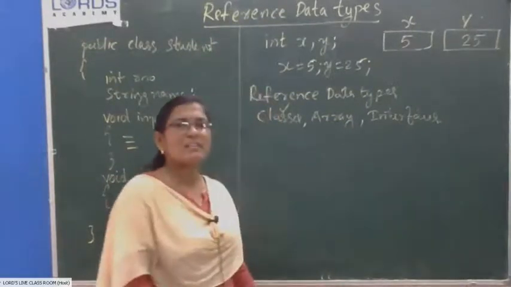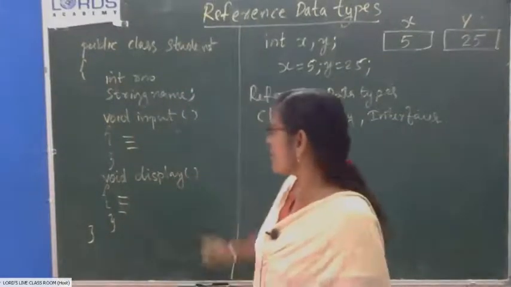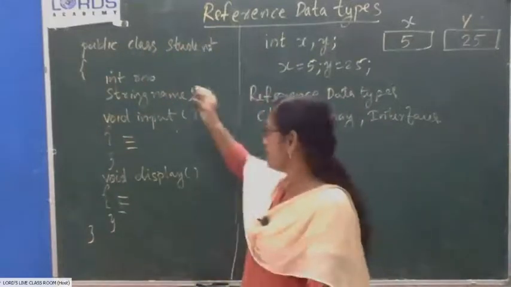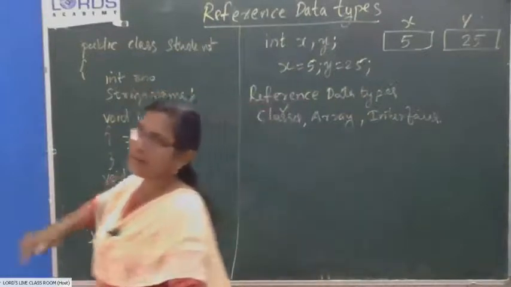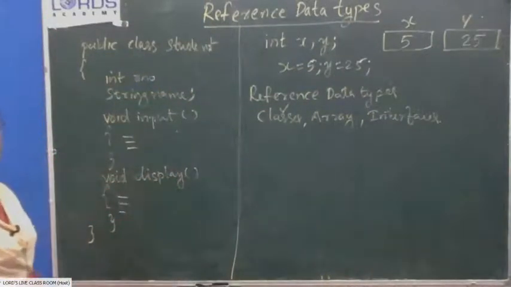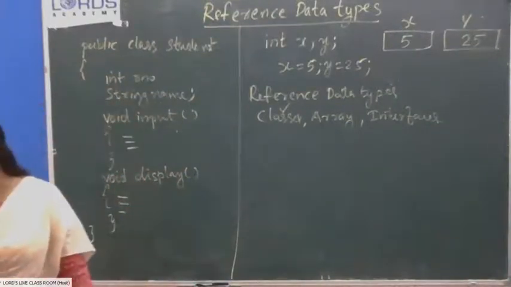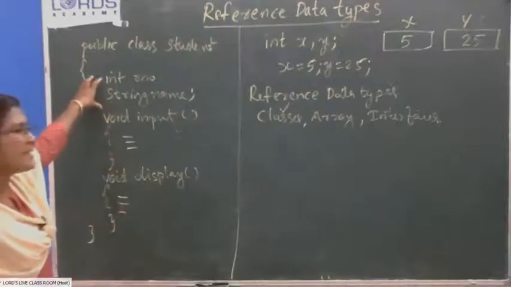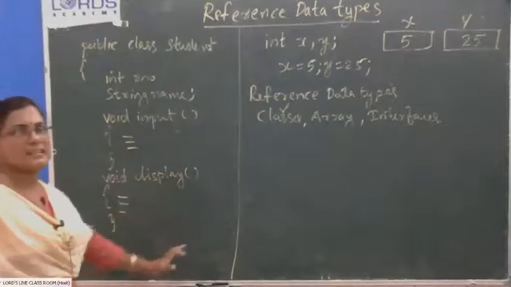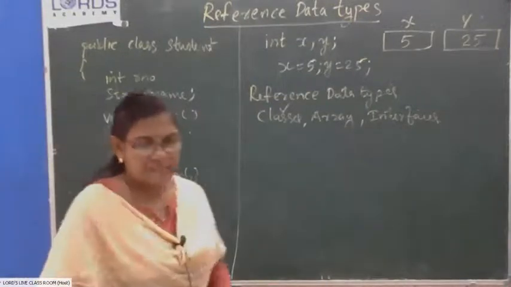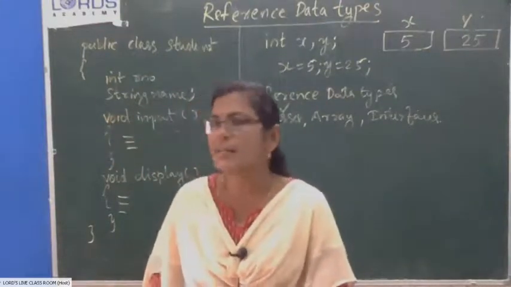Whereas in the case of reference data types, a class is a combination of different things. There are variables of different data types, an integer variable named rollNumber of integer type, name of string data type. So there are a number of variables and a number of methods. It contains a combination of different data types. A class is a combination of different data types, so a class is known as a composite data type.